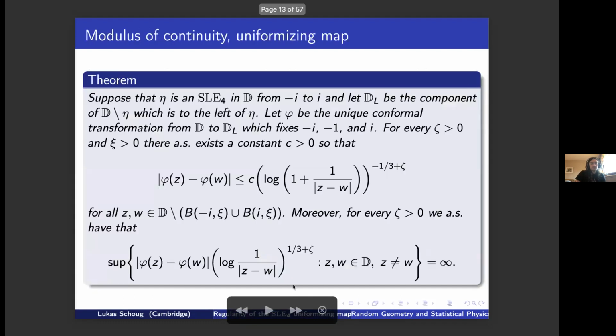So the first result is that, if you just ignore all of the text here, this is just defining the uniformizing map, then we know that the uniformizing map has this modulus of continuity. And this is in fact basically the best we can get, because if we were to pick any zeta less than 0 here, then we would be in this regime, and here we know that this is almost surely infinite. So if we were to pick any zeta less than 0, then almost surely this would not hold for all z and w outside of these small balls centered at -i and i.